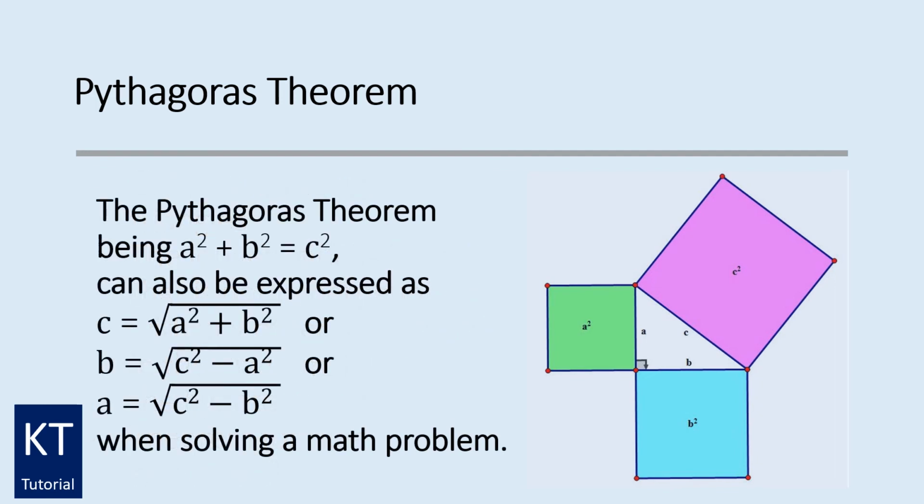For quicker work, the Pythagoras theorem can also be expressed as c being equal to the root of the sum of a squared and b squared, or b being equal to the root of the difference between c squared and a squared, or a being equal to the root of the difference between c squared and b squared when solving a math problem.